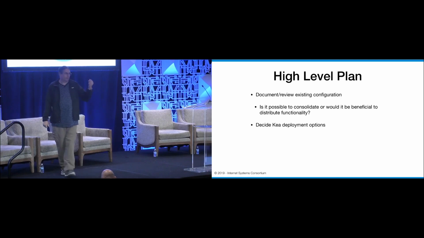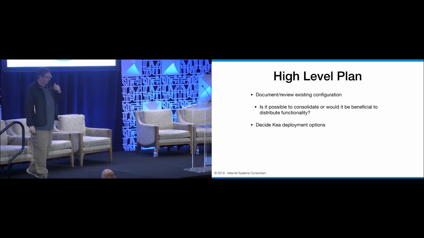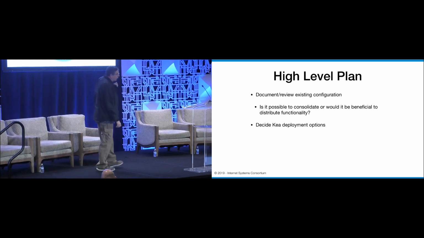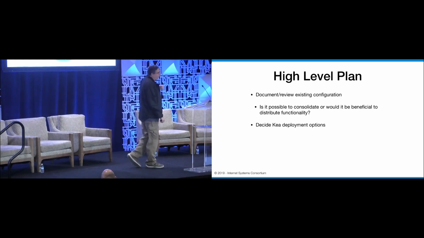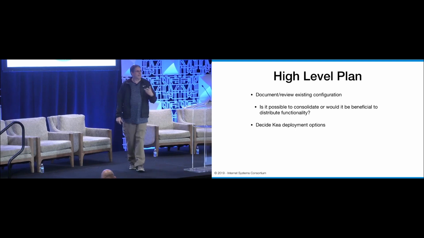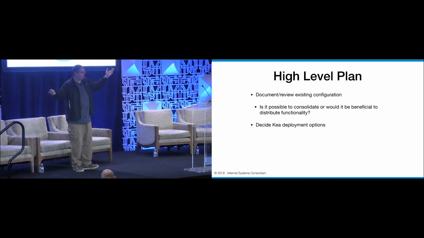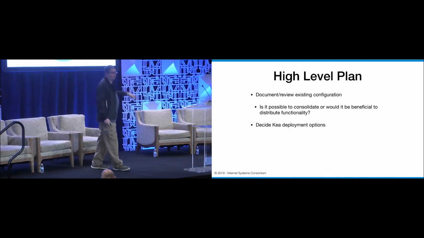We're talking now a little bit specifically about Kea, and we're going to need to think about our deployment options. One of the things that we did not have to deal with on ISC DHCP was things like, what database backend should we use? Because there was no database backend. You didn't have that option. Well, how long has ISC DHCP been around? It's been around a couple of years, right?